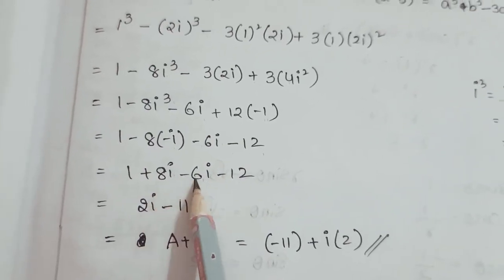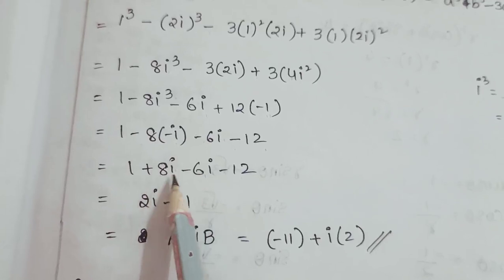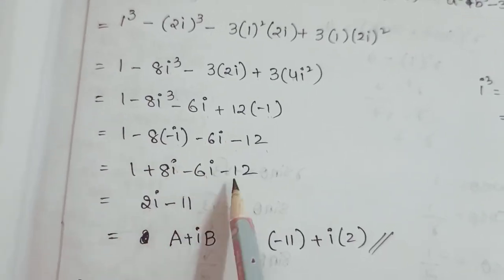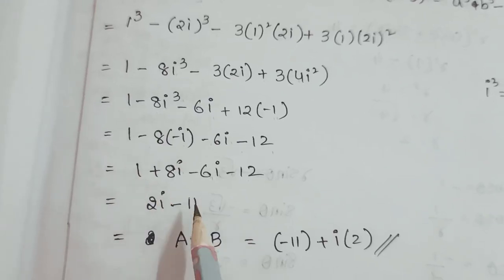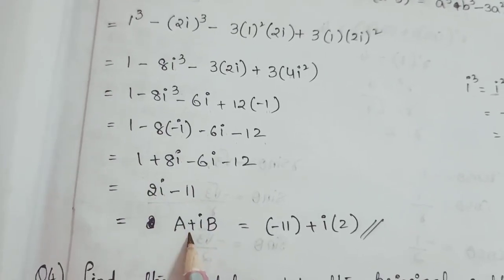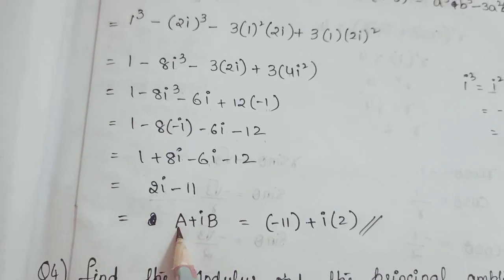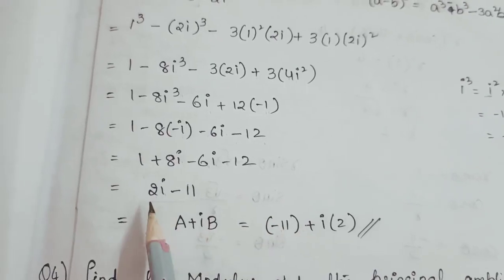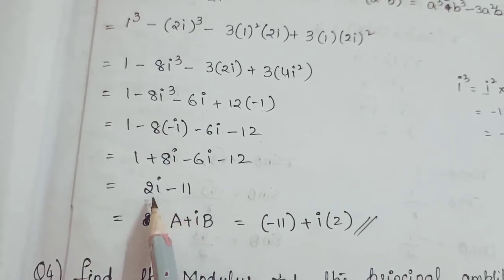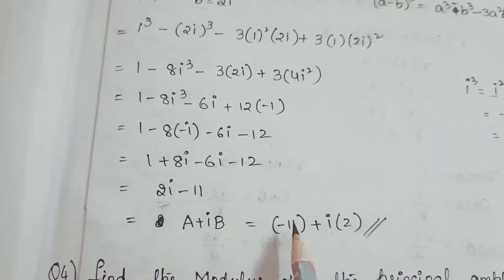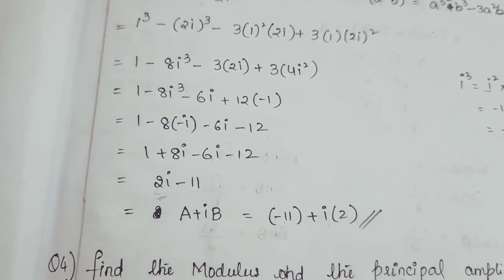Here these two are i terms, so we can simplify. Plus 8 and minus 6 is nothing but 2i. Minus 12 plus 1 is minus 11. Now we have to write this in the form a plus ib. So first the number, that is minus 11, plus then the imaginary part. This is the real part and this is the imaginary part. Plus i into 2. A plus ib.